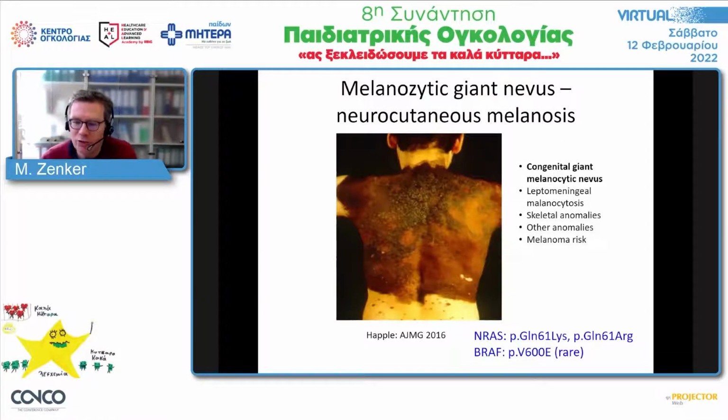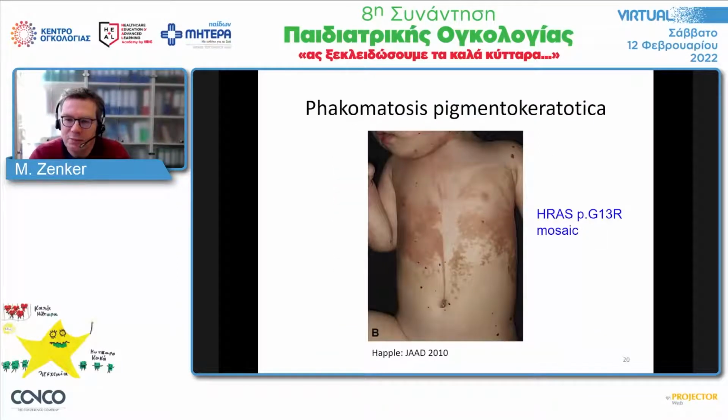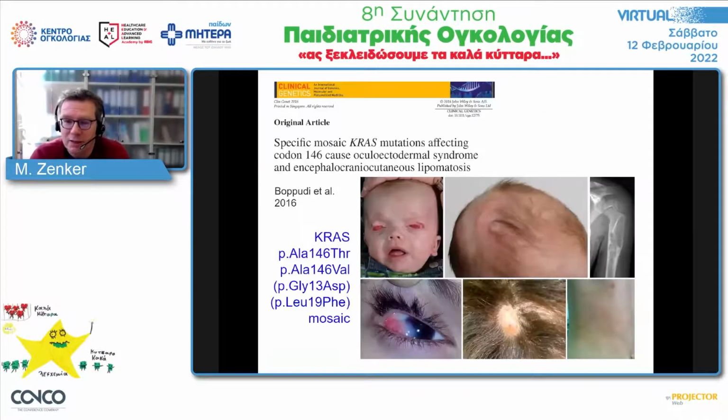NRAS mutations, oncogenic mutations in the mosaic state, cause typically the giant cell melanocytic nevi, and they can be associated with extracutaneous manifestations in the brain, then it's called neurocutaneous melanosis, and with other extracutaneous features. And there are less common variants of mosaic rasopathies, including this phacomatosis pigmentokeratotica, which is also caused by HRAS, the same type of mutation. So obviously it's another cell type that is more affected.